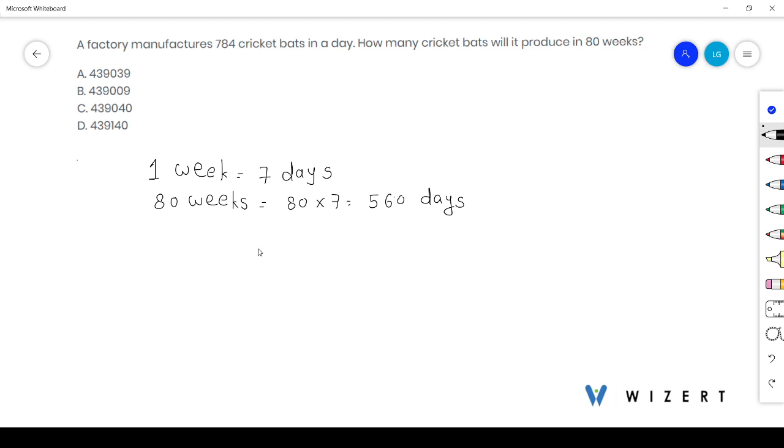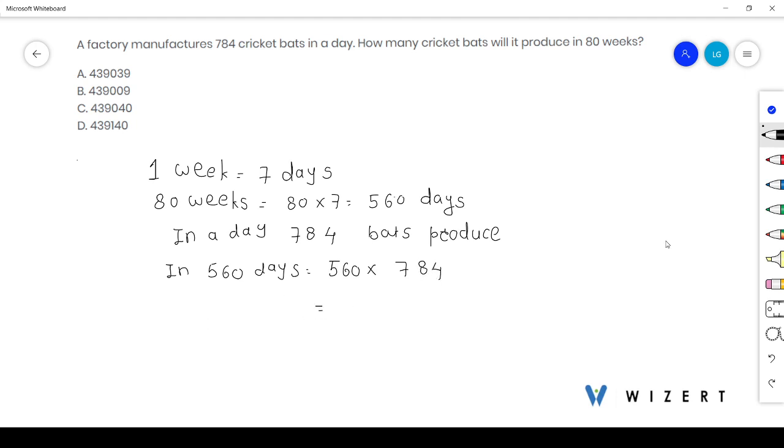Now, we have given in a day there are 784 bats produced. So, to calculate how many bats will be produced in 80 weeks, 80 weeks means 560 days. So, in 560 days, the number of bats produced will be 560 into the number of bats produced in a day, that is 784.